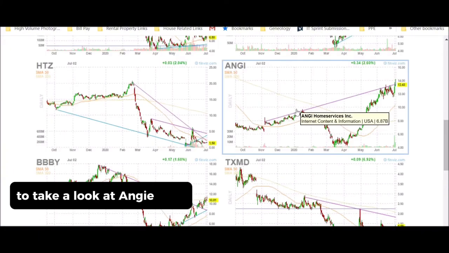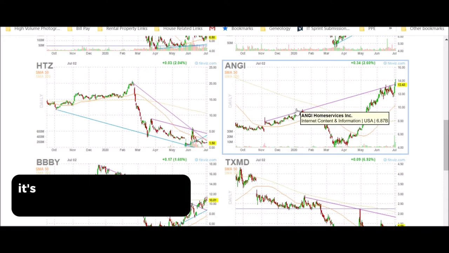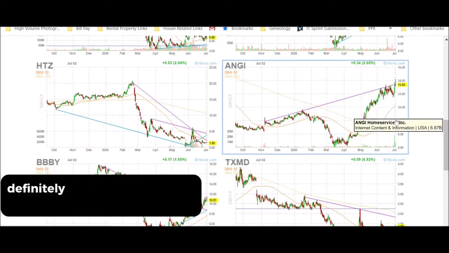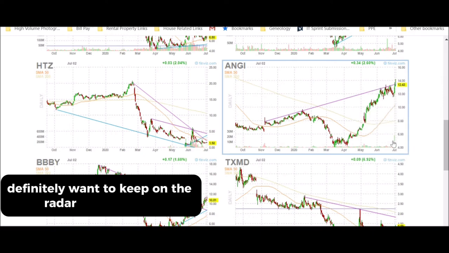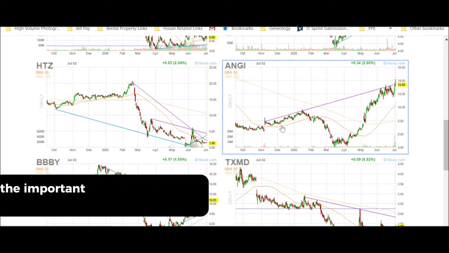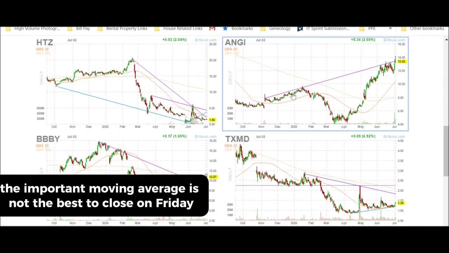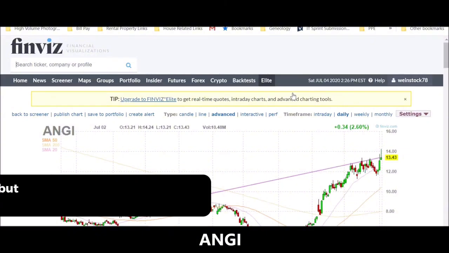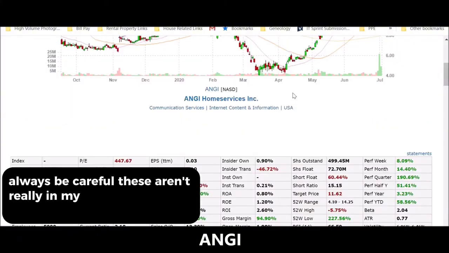So taking a look at ANGI, it's been on a nice run, nice squeeze. Definitely one to keep on the radar. Above pretty much all the important moving averages. Not the best close on Friday, but nevertheless, it's still on a nice run. Always be careful. These aren't really, in my opinion, for swing trades.